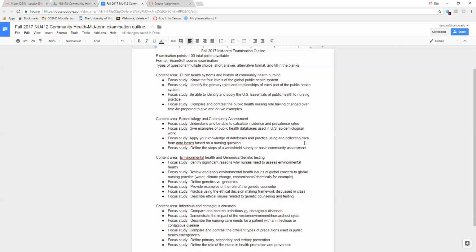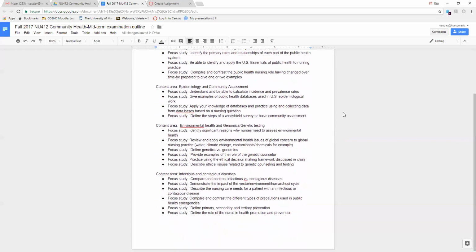The last part of that piece of the exam content is on defining the steps of a windshield survey, or in our case, a basic community assessment. Again, think through the process as we discussed it in class and in your assignments. Make sure you understand what the steps are. The next content area that we're practicing is environmental health and genomics or genetic testing. Make sure that you take some time to understand why nurses need to assess environmental health when they're looking at populations or communities. Be prepared to review and apply environmental health issues of global concern to global nursing practice. So why do nurses care about topics like water, climate change, contaminants, chemicals, for example?